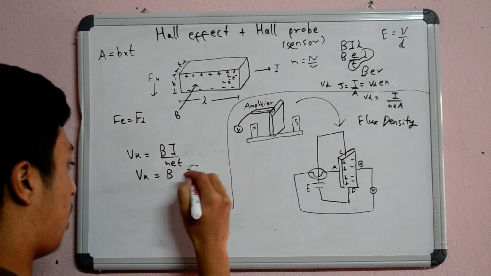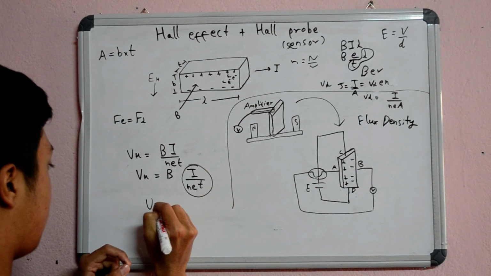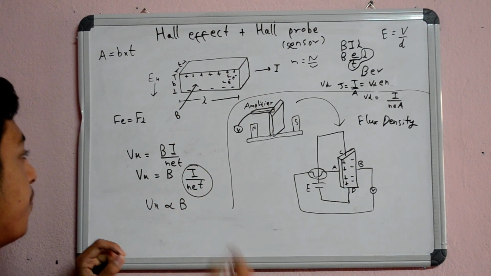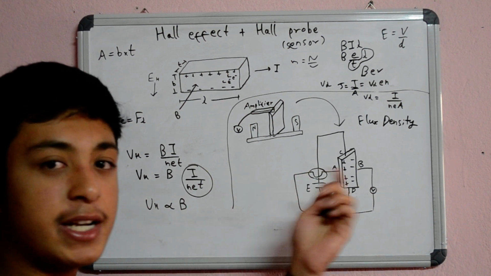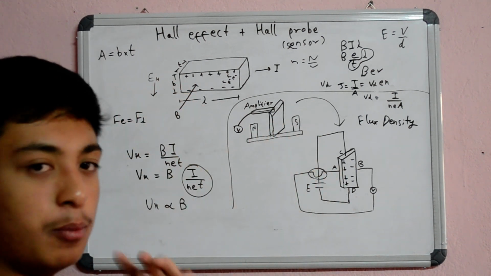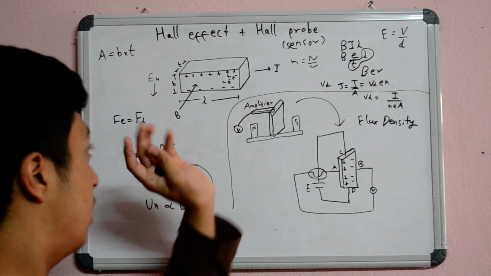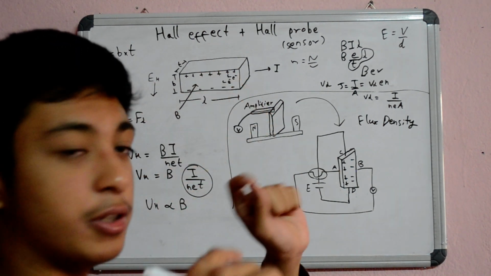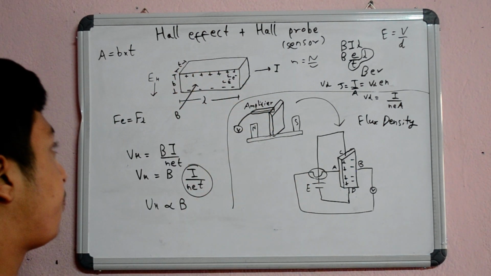Well, these all are constants, so V_H is directly proportional to the magnetic field, which implies the more magnetic field we apply, the more potential difference the Hall element will experience.